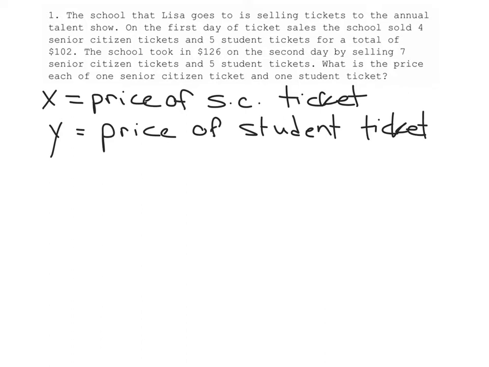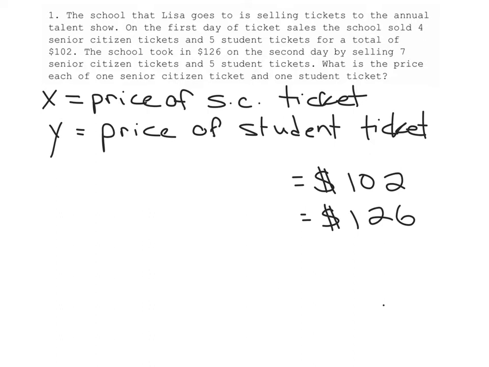Step 2 is to find the total amounts. So in the problem, they give us a lot of numbers, but total amounts would be how much they made on those 2 nights. So the one night they made $102, and the other night they made 126. So our totals are always going to be on the right-hand side of our 2 equations.